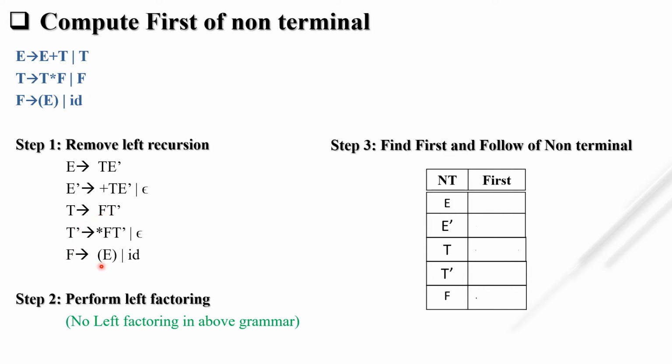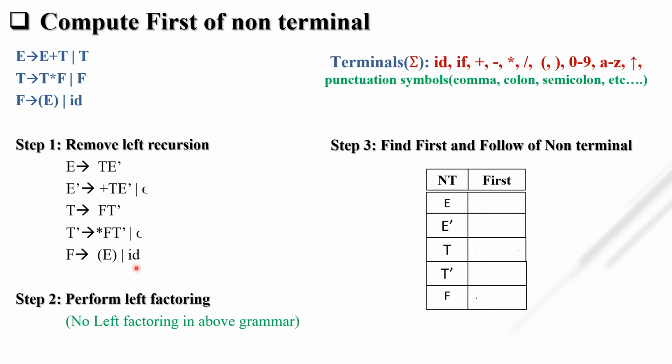F's first is opening bracket and ID. So which are the terminal symbols? ID, if, all the operators, then parenthesis, 0 to 9, small a to z, all of these are terminal symbols. Then all punctuation symbols such as comma, colon, semicolon, etc. are also terminal symbols.